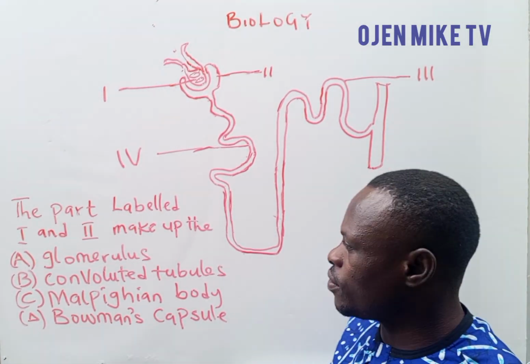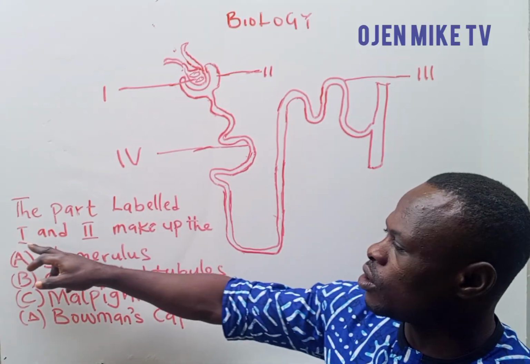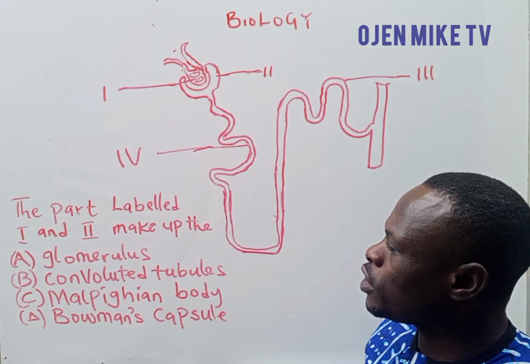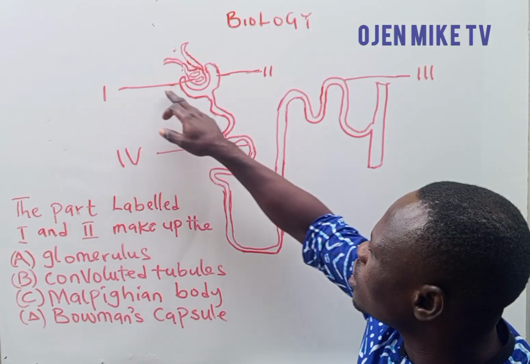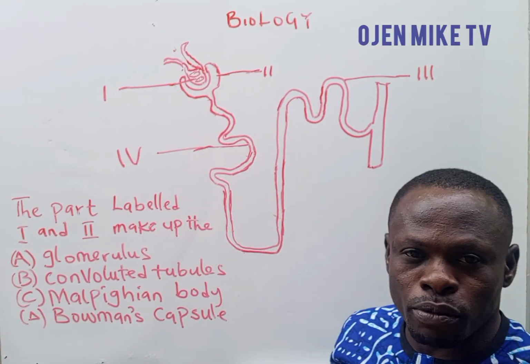This question is saying that the parts labeled I and I are made up of what? This is I, and this is what I are. They are made up of what?